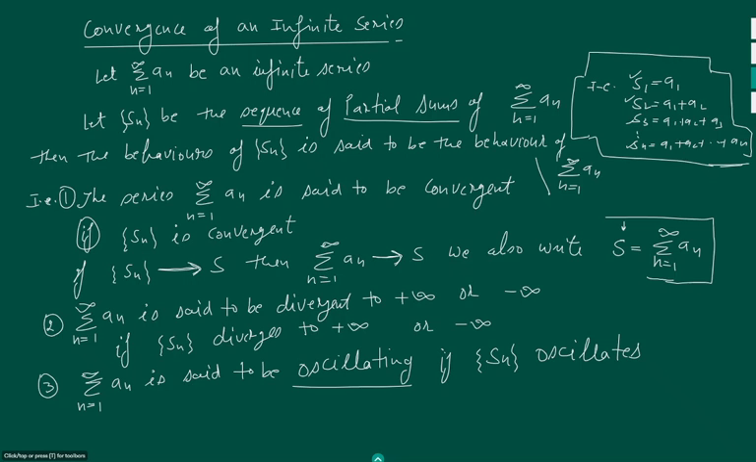The sequence of partial sums is created like this. First term is a1. The second term is the sum of the first two terms of the series. S3 is the sum of the first three terms of the series, and Sn is the sum of the first n terms of the series. So this way you get a sequence, and that sequence is called the sequence of partial sums. The behavior of the sequence of partial sums is called the behavior of the series.